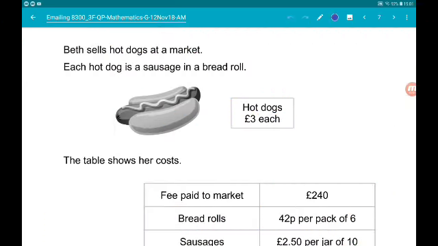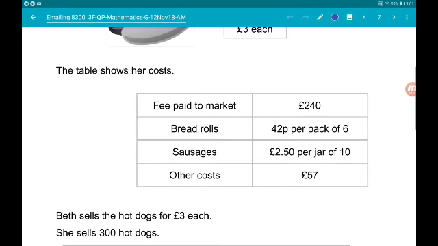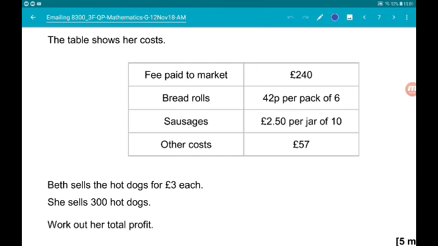Okay, question 8. Beth sells hot dogs at a market. Each hot dog is a sausage in a bread roll. Hot dogs, £3 each. Good times. The table shows costs. So the fee paid to the market, 240 quid. Bread rolls are 42p per pack of 6. Sausages are £2.50 for a pack of 10, jar of 10, and other costs 57 quid.